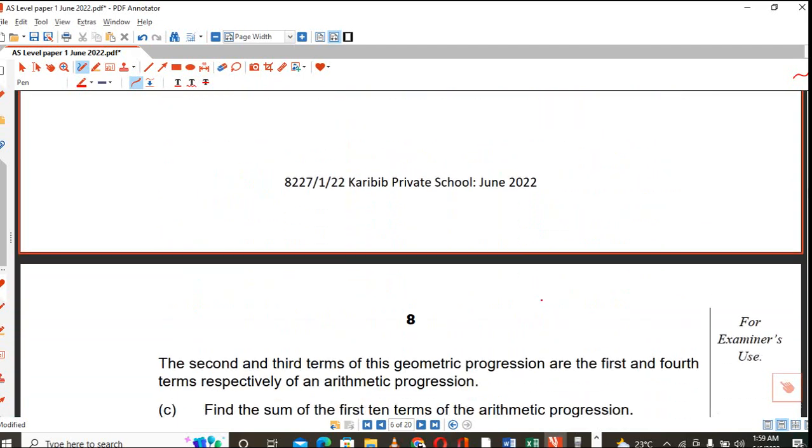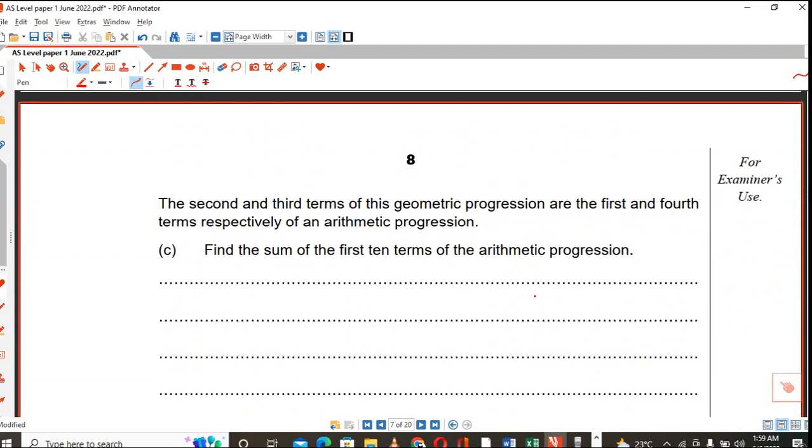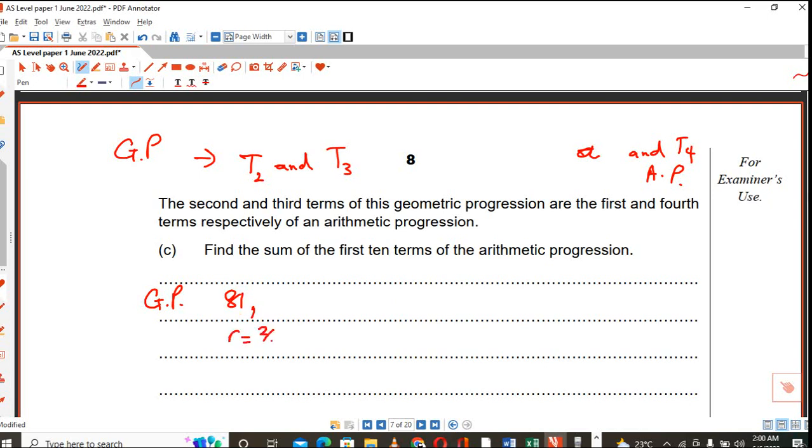Part C: the second and third terms of this progression are the first and fourth terms of an AP. So we know that this one here was a GP. Let's look at our GP. The first term was 81, then our common ratio here was 2 upon 3.